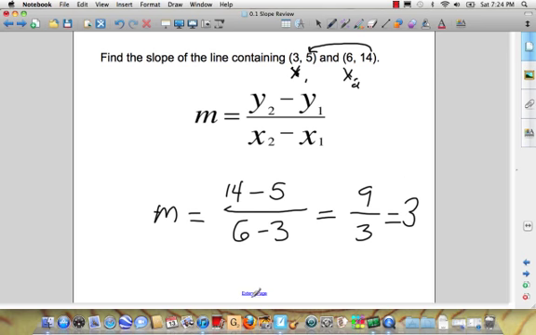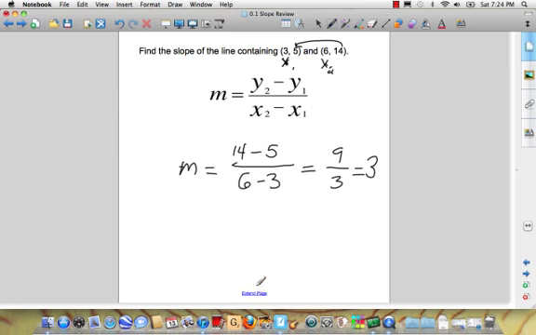And you might wonder what would happen if you subtracted in the reverse order. If instead of doing 14 minus 5, you did 5 minus 14. Well, you can do that. It's just important to subtract in the same order with the x-coordinates as well. So this time, since we did 5 minus 14, now we're going to do 3 minus 6. And 5 minus 14 this time is negative 9. 3 minus 6 is negative 3. But you'll recall that a negative divided by a negative is positive, so you get the same answer either way. All right.